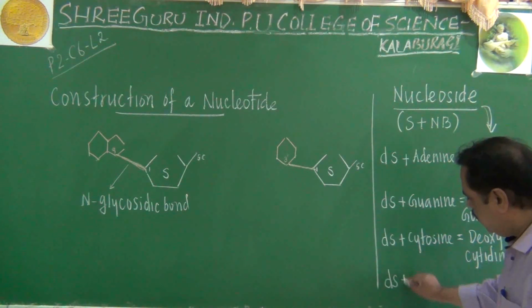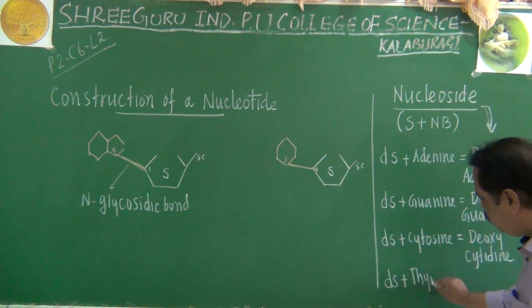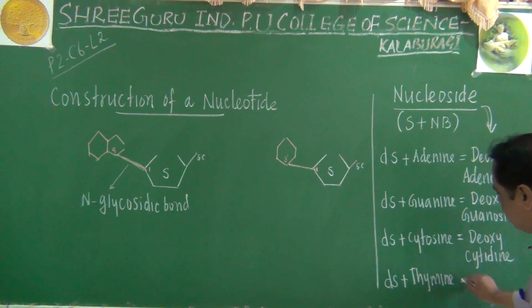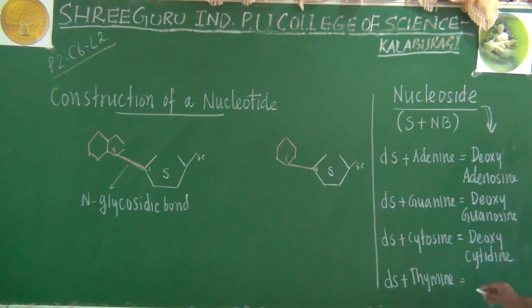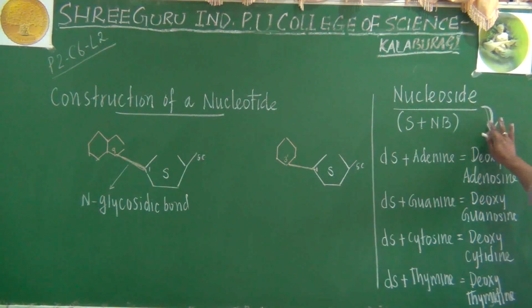Deoxyribose sugar plus thymine will be known as deoxythymidine. It can be called thymidine nucleoside. I am not writing about nucleotide, it is nucleoside. What is a nucleoside? Sugar plus nitrogen base only. Why should we talk about nucleosides? We will see later in biochemistry in detail.